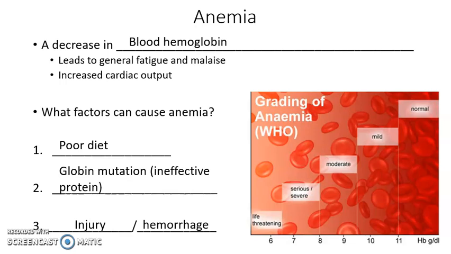So anemia leads to a decrease in blood hemoglobin. That's really what the term anemia is describing. Okay, so this leads to, and you've got to think about it, what are the functions of the blood, and what's going to happen to me if I'm not producing enough? Well, if you're not getting enough oxygen to your cells, that's going to lead to general fatigue and malaise. You're not going to really have a whole lot of energy, in other words.